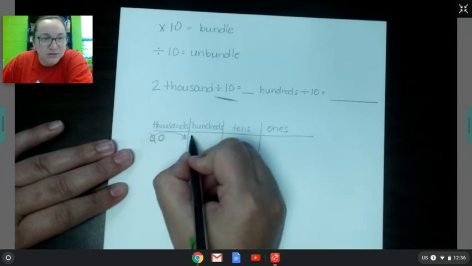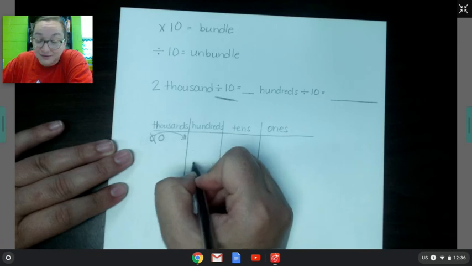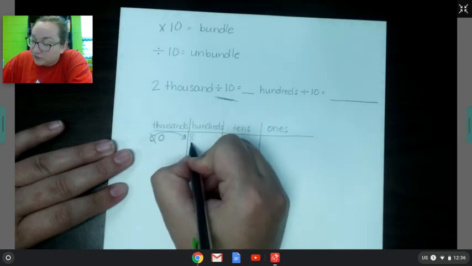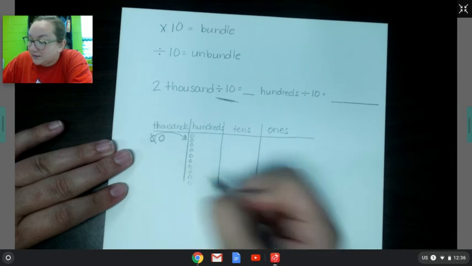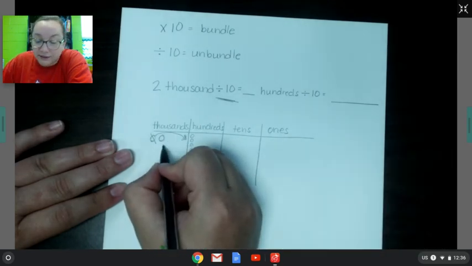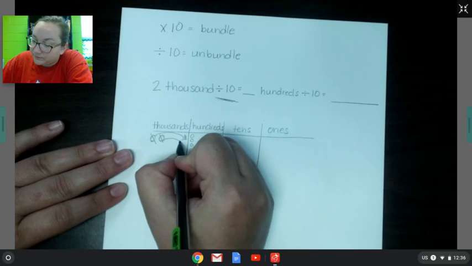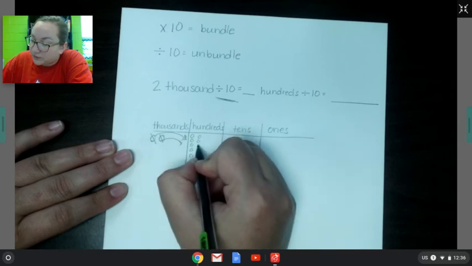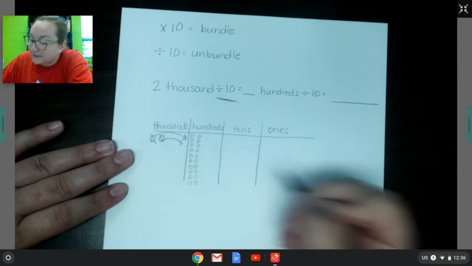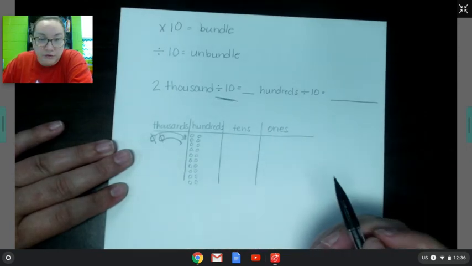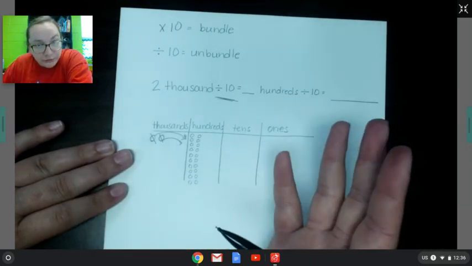We're not just going to put a circle. We're going to put 10. So we're going to go 1, 2, 3, 4, 5, 6, 7, 8, 9, 10. And we're going to do the same thing over here. 1, 2, 3, 4, 5, 6, 7, 8, 9, 10. So we just unbundled those. We divided by 10. We unbundled them.